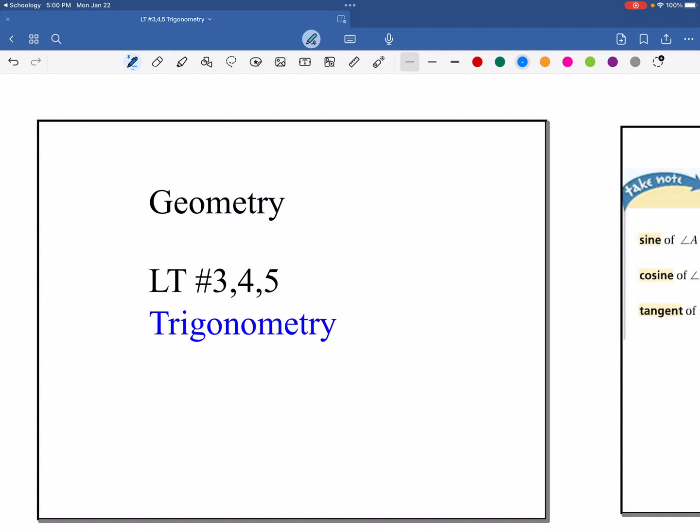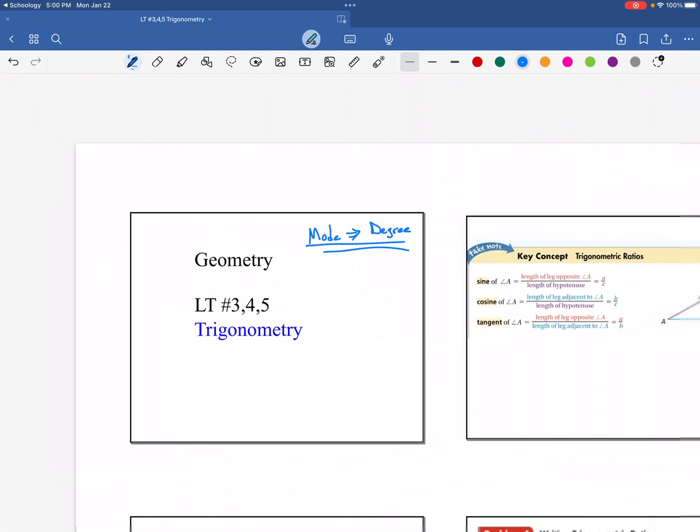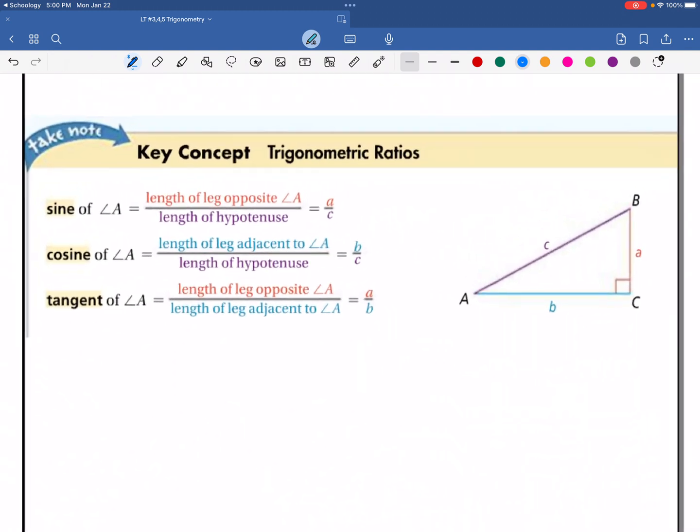Hello, this movie is for Trigonometry, Learning Target 3, 4, and 5. You will need a graphing calculator. Check the mode, which is the button at the top, second row, top column, and make sure you're in degree. If your calculator is in radians, arrow to degree and then press enter, so that your calculator is in the right mode, and then we'll get started.